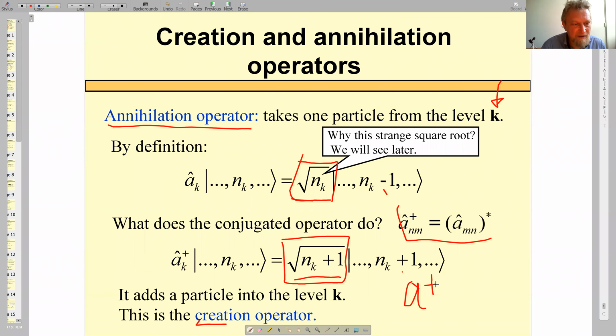Let us see a question from Sarah. How can you logically see that this is what the conjugated operator will do? Because, as I said, by conjugation I flip the states. So if operator A works on the state and transfers it to the state with n plus one particles, the conjugated operator takes the state with n plus one particles and removes one particle. Yeah, this is it.